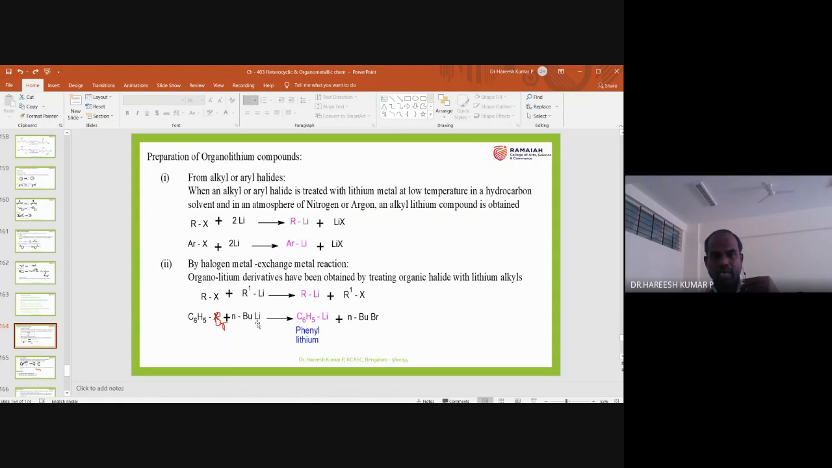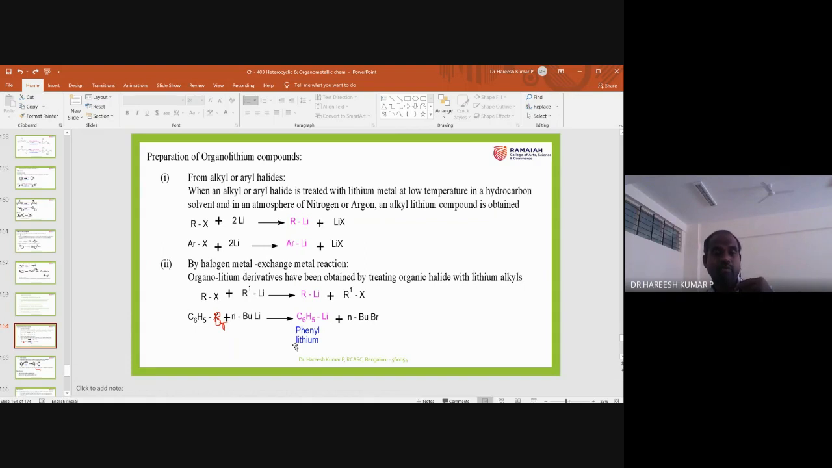So butyl lithium can react with bromobenzene, giving rise to phenyl lithium. The obtained phenyl lithium also should be stored in a tightly closed bottle, and there should be no moisture entry. That means you should store it under an atmosphere of nitrogen or argon.